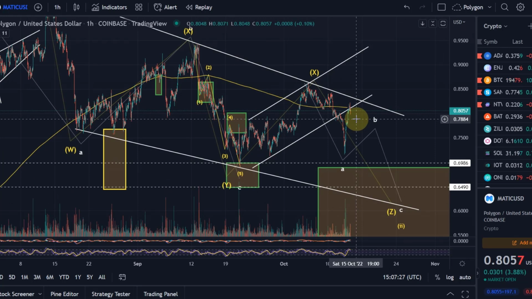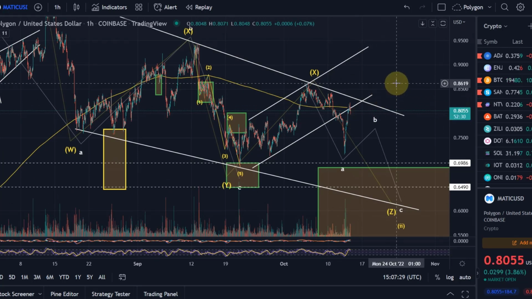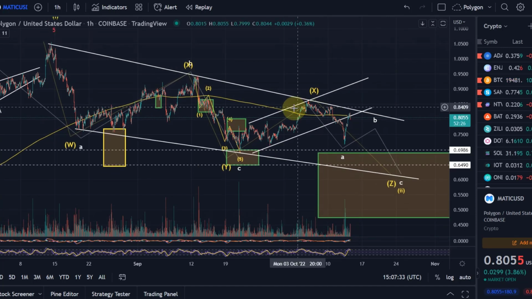And what is my preferred count? My preferred count at the moment is that we are still coming down. But again, this also depends a bit on what the remaining market does, what the general sentiment in the market is.